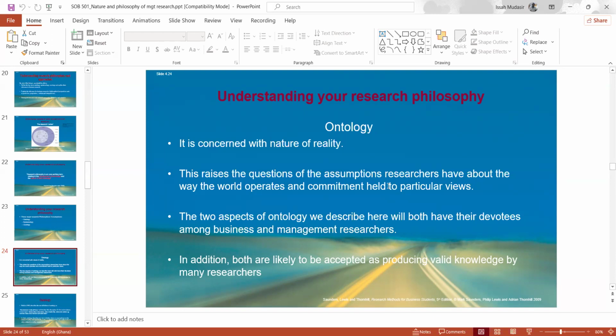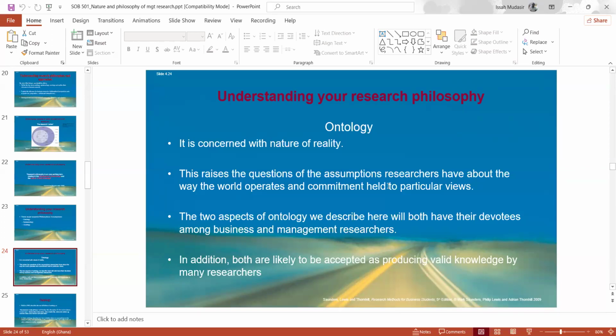The question is, does reality exist or not? Or it exists just within the mind? Okay? Or it is the human being who decides what is reality. Okay? So that is at the heart of what? Ontology.